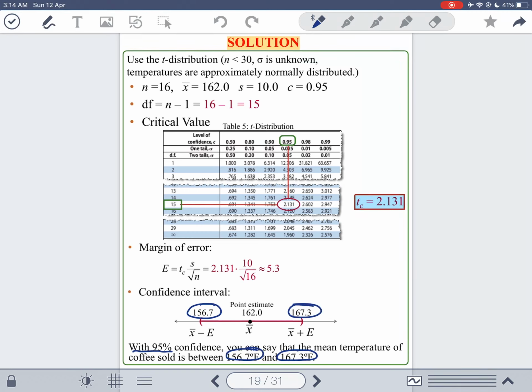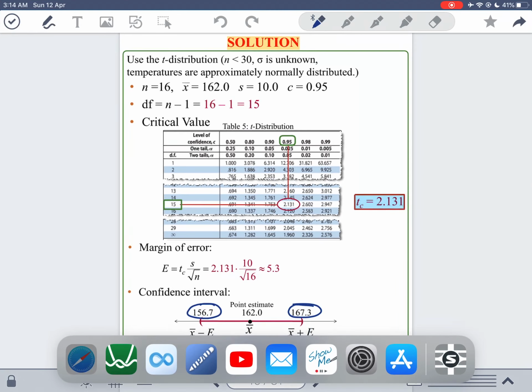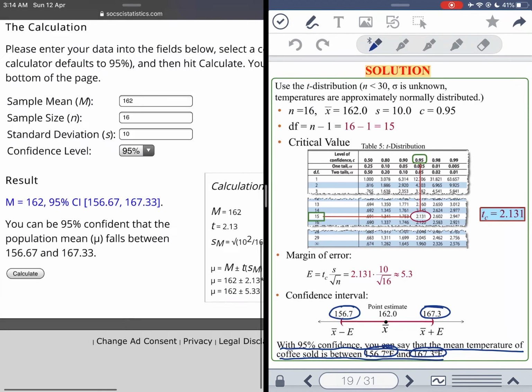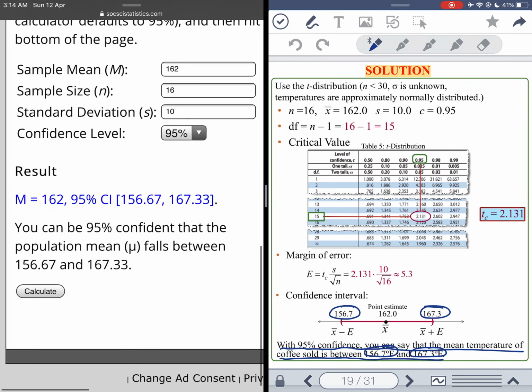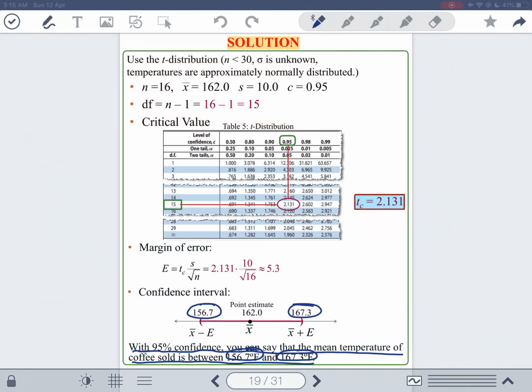With 95% confidence, you can say that the mean temperature of the coffee sold is between this and that. Maybe you will even like this more: here they even write the conclusion for you. Look under the blue. You can be 95% confident that the population mean falls between the two values. But instead of saying the population mean, you will say the mean temperature of coffee sold. You show that you understand that the answer comes from the question, so it's related to the question.